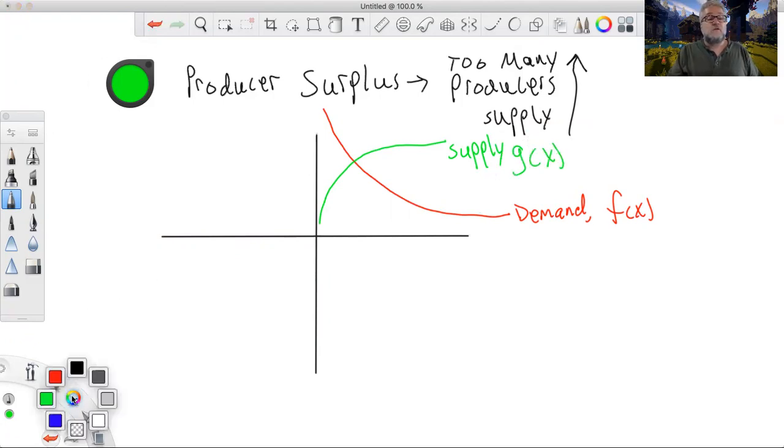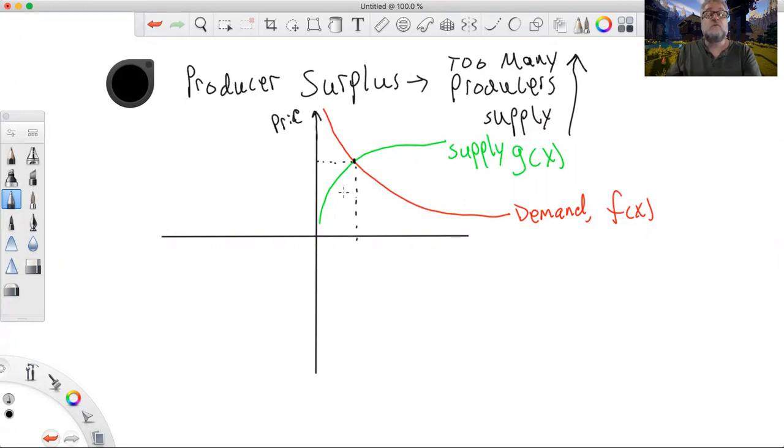Okay, and this point is the equilibrium price. This is what the supply and demand curve says it should be sold at. This axis is price, and this axis is units. So this point has the coordinates equilibrium price and equilibrium units, how many you're going to sell at that price. And it's determined by the supply and demand curves.